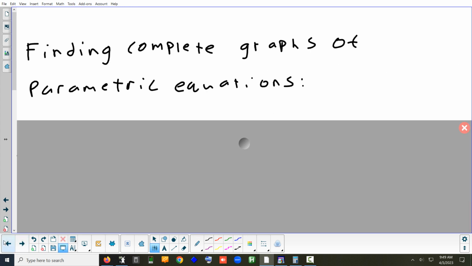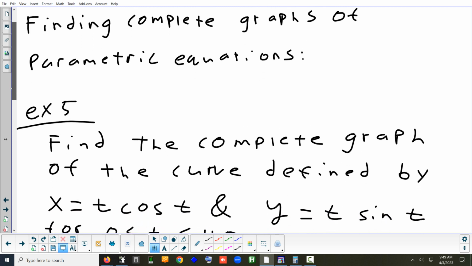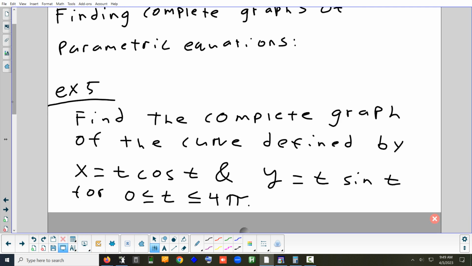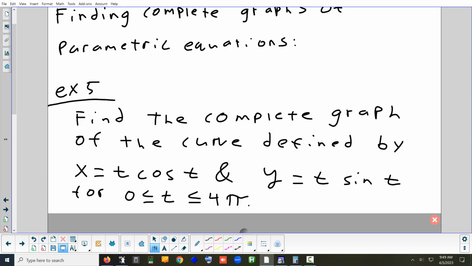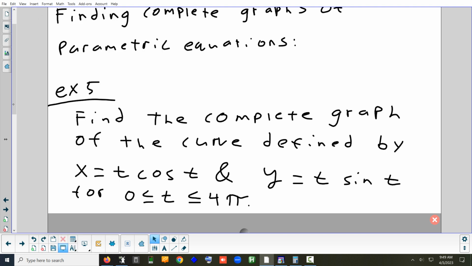I think that's the last thing we got. All right, let's try graphing this one. So we want to find a graph of this. First thing I can do is put my formulas in: t cosine t and t sine t.